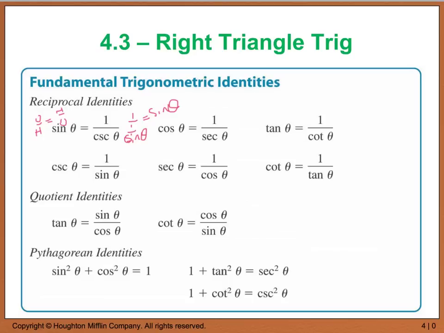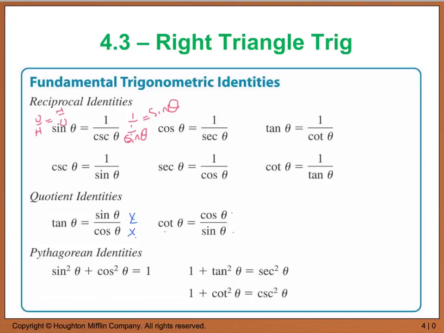Now, more importantly, quotient identities. Tangent is equal to opposite over adjacent. We also talked about how tangent was equal to y divided by x. Well, if you recall, sine is really your y values, cosine is really your x. So we also know then that tangent is equal to sine theta divided by cosine theta. Likewise, cotangent is equal to cosine theta divided by sine theta.